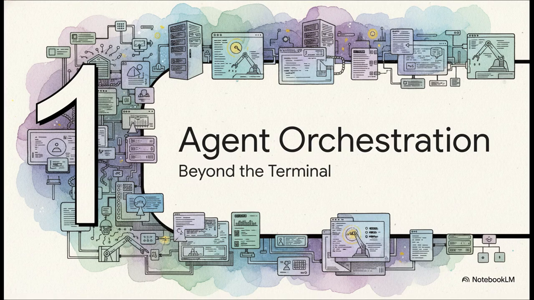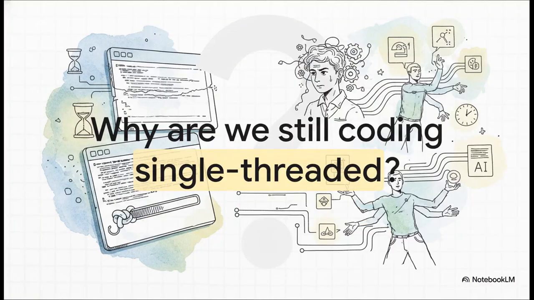Section 1, welcome to agent orchestration, moving beyond the terminal. So I want to ask all of you a direct question here. Why are we still coding single-threaded? Seriously, think about our current daily workflow. We just sit there, right? Staring at compiling code, waiting on a single AI task to finish up in a terminal tab before we can even start typing our next command. It's a massive bottleneck.